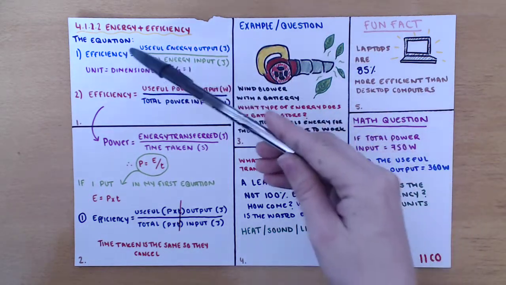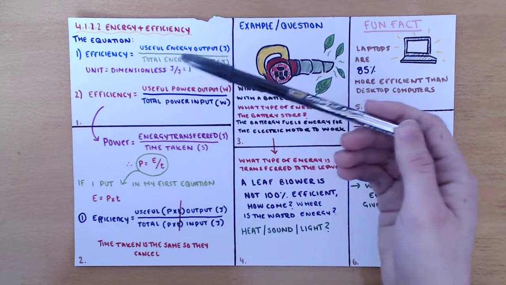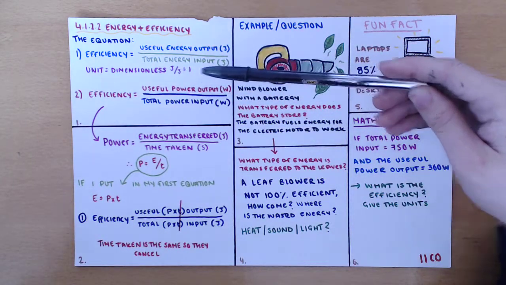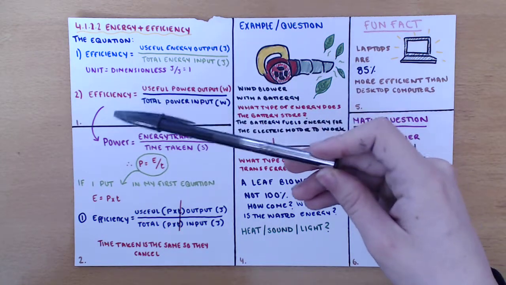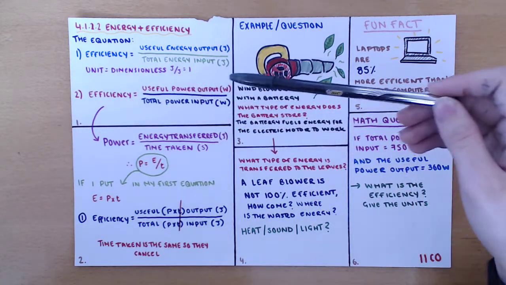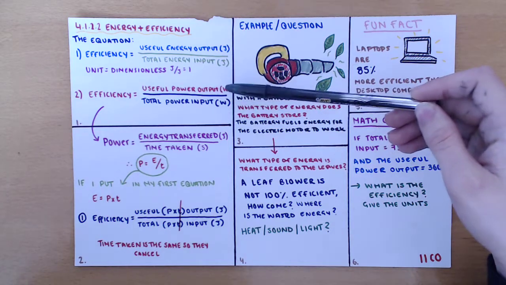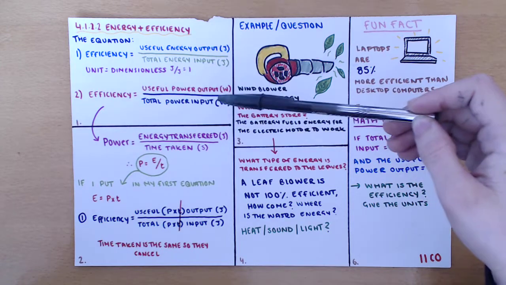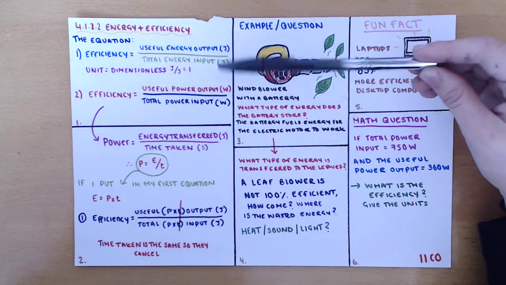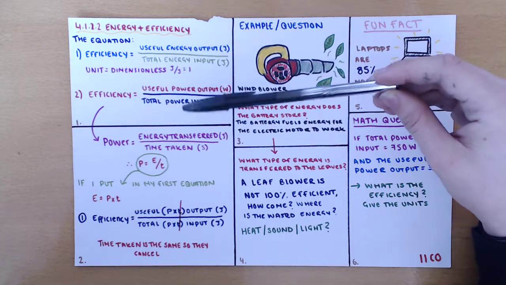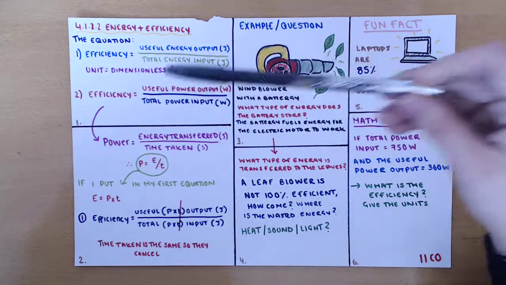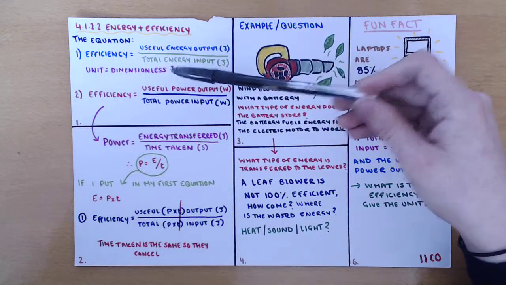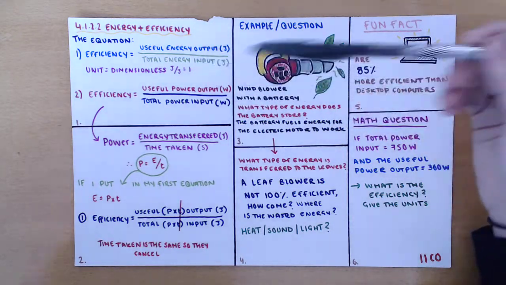And the unit for efficiency is dimensionless, and that means that there's no unit, because you can see here a joule divided by a joule is just 1. The second equation is that efficiency is given by the useful power output, remember it's a watt for power, divided by the total power input, remember a watt again. So it's the same sort of equation, but just instead of energy, you have power. And just like here, the unit for efficiency is dimensionless, because watt divided by watt, again, is 1.